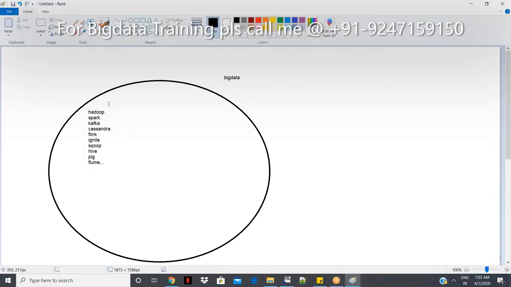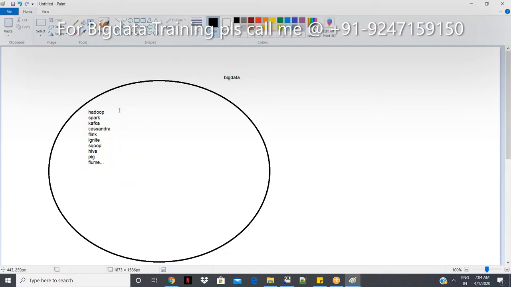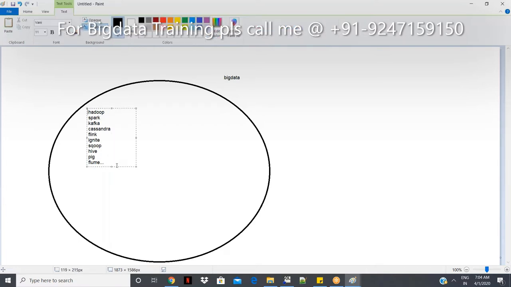Big data is the one concept. To solve this big data problem, you are using these frameworks. Okay, fine. To solve these big data problems, you are using different types of technologies. Now, what is that? Hadoop is one framework. Spark is one framework. Cassandra is one framework. Everything is a framework to solve these problems. I think now you got a clear blueprint. First of all, what is big data? Clear?